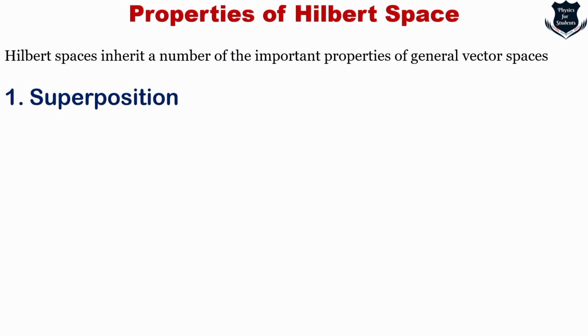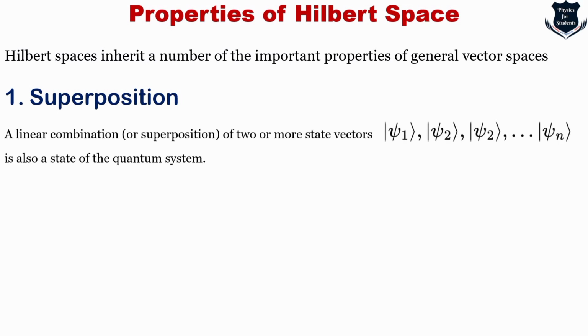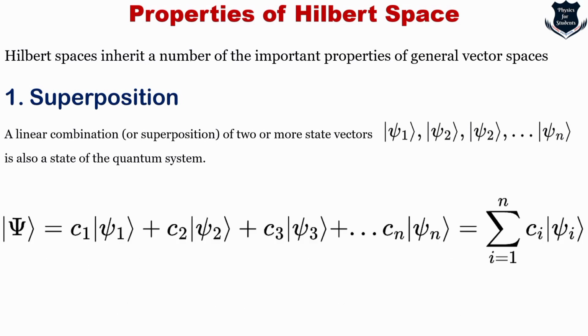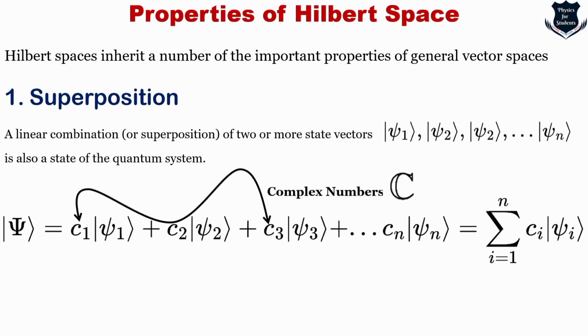Now what I'm trying to tell you is that a linear combination or superposition of two or more state vectors, this one psi1, psi2, dot dot dot up to psin, is also a state of the quantum system, obviously, because this is a linear combination. And therefore a linear combination of these can be formed something like this, where these C1, C2 and C3 are complex numbers. You can see that I have just done a kind of summation, nothing more than that. This is one of the properties, called superposition, the first property of Hilbert space.